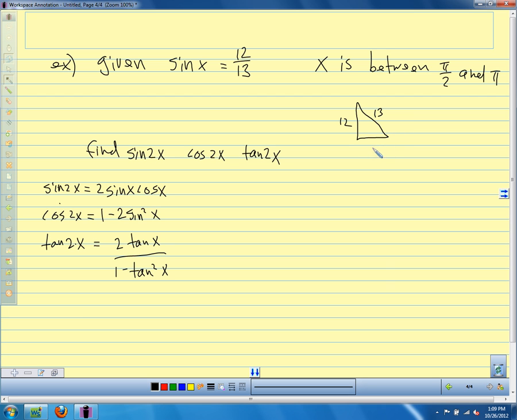Now, in the second quadrant, what am I going to want to put with that 5? A negative. We're in the second quadrant, so x is negative. So I'm going to label that side as negative 5. This is my angle, x. So cosine of x equals minus 5/13.